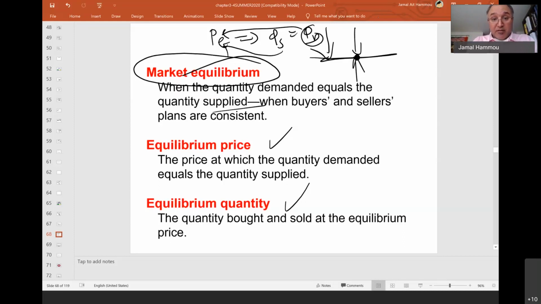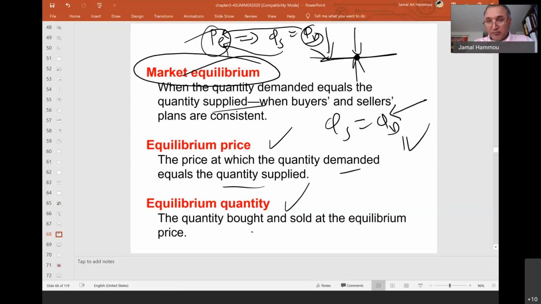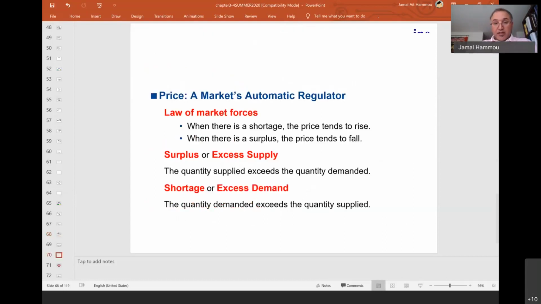Okay, so now the price equilibrium is the price where the quantity demanded equals the quantity supplied. Quantity equilibrium is the quantity where the price is at equilibrium. So when I say equilibrium, QS equals QD, it means if you want to pay the price, you will get the product. If you are selling the product, you can sell it if you are willing to sell it at the PE, at equilibrium. So now look at this.